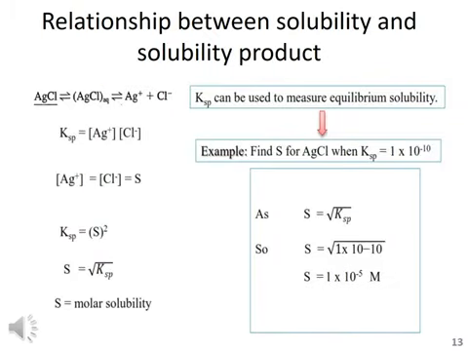This slide presents the relationship between the solubility and the solubility product. First of all, we should know about the solubility and the solubility product. Solubility is a chemical property of a solute to dissolve in a specific solvent. So solubility is measured in terms of the maximum amount of the solute dissolved in a solvent at equilibrium, and the resulting solution is known as a saturated solution.